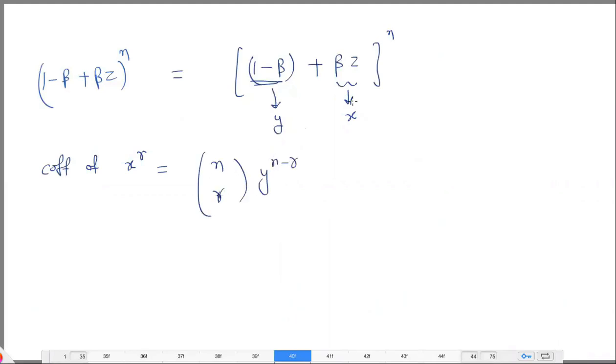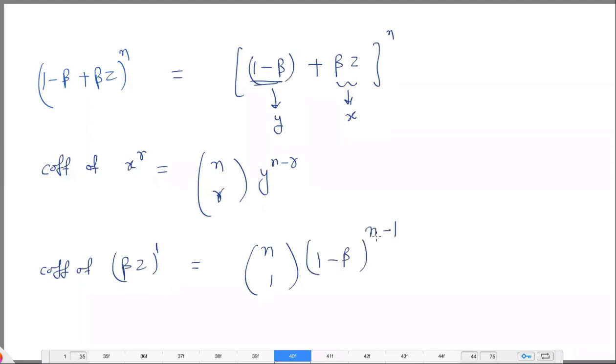Now, if I just ask you the coefficient of beta z power 1, then you will say nC1 into y, which is (1 minus beta) power n minus 1. So the coefficient of z power 1 will be beta into (1 minus beta) power n minus 1 into n, right?